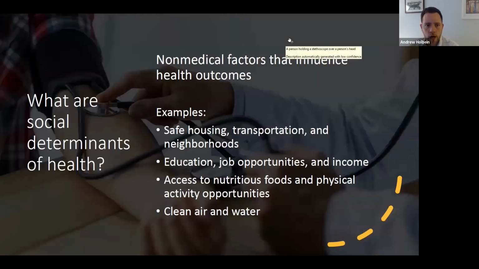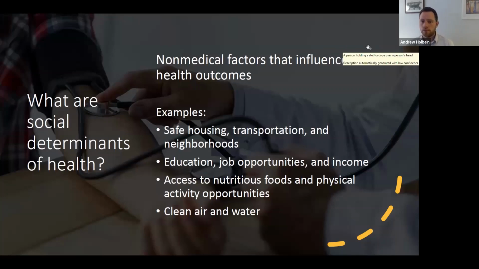So jumping ahead, I know probably most people here are familiar with social determinants of health, but just a quick slide to make sure we're all on the same page. I've seen a lot of definitions of social determinants of health. I think that this one's a nice simple one: non-medical factors that influence health outcomes.